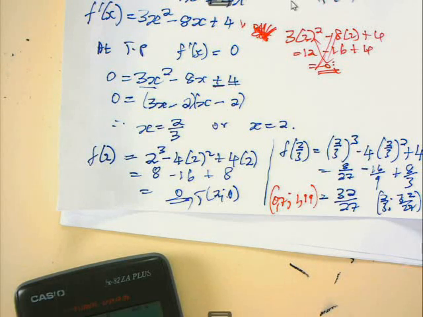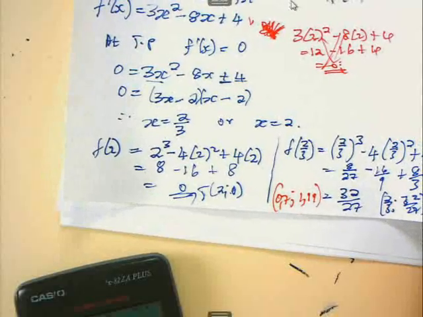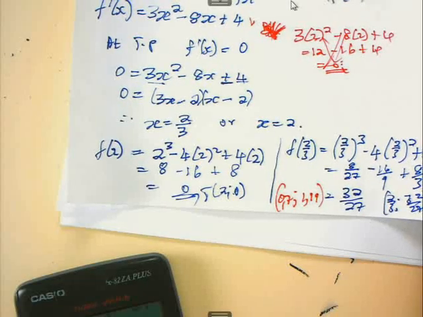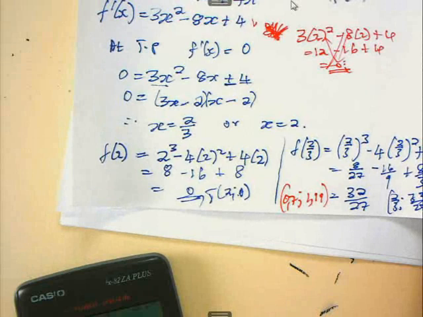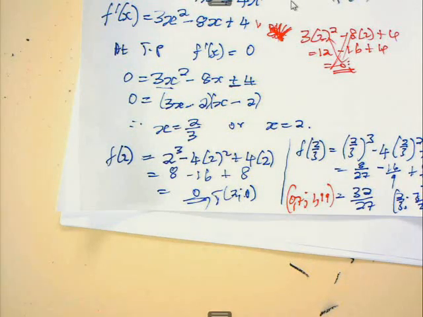Good. Now we have the x- and the y-intercepts. We have the turning points. So remember, how did you find the turning points? Yes, it's very, very, very important. Good. Now, what do you think will be the next question from here?